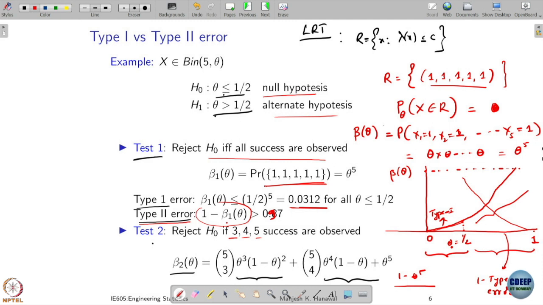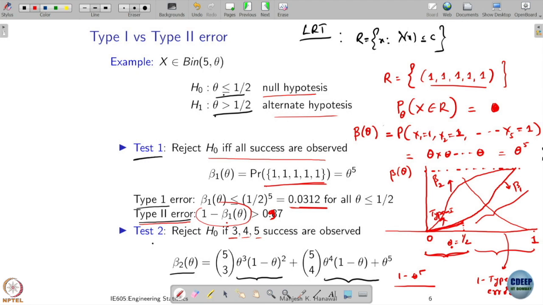So in that case, we are going to reject only when there are 3, 4, or 5 successes, and you can compute the corresponding power function for that to be like this. You can also plot this function, and it will turn out to be like this. This is for beta 1 and this is for beta 2. Notice that in this region, which is giving me the type 1 error, beta 1, test 1 is good because it has a low value here, but it takes a hit in the type 2 error. On the other hand, if you now look at beta 2, test 2 has a higher type 1 error compared to test 1.